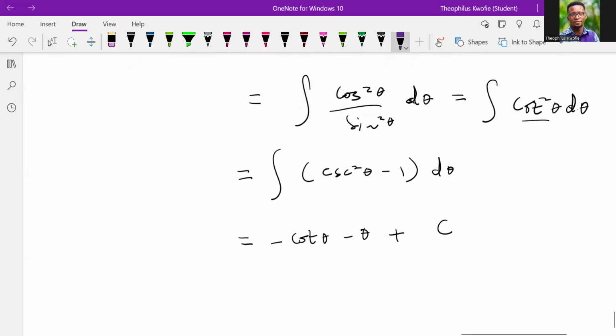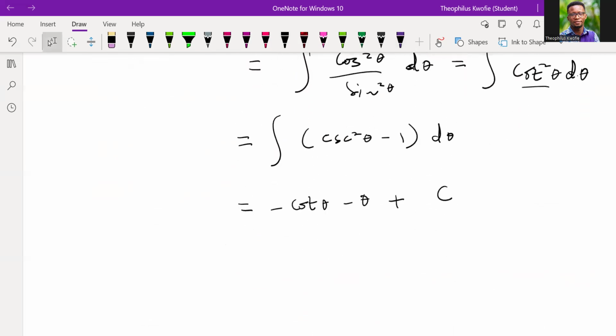We said that, from our analysis, x was equal to 3 sine theta. Which means that my sine theta should be equal to x over 3, right?